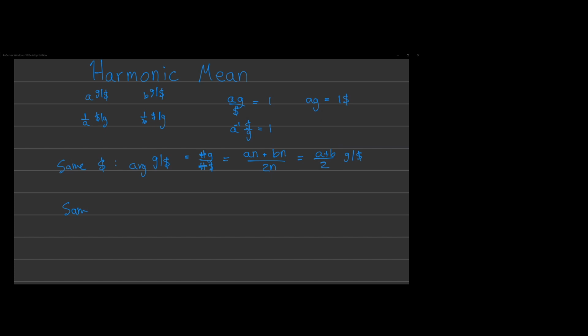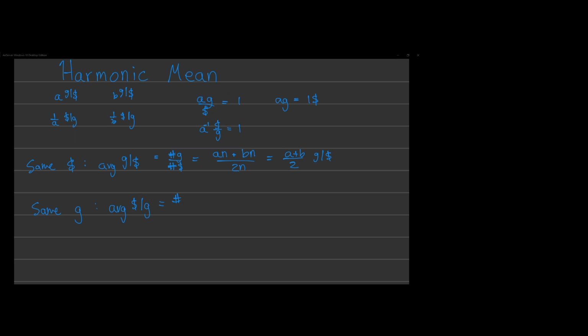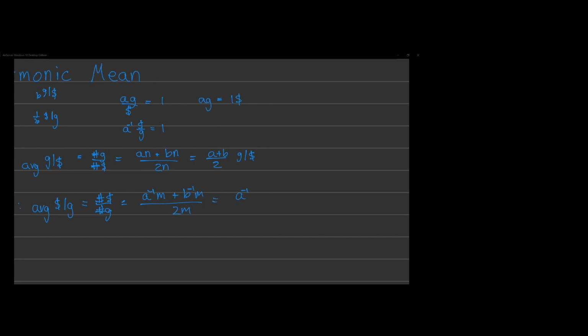Now instead, let's say you buy the same number of grams at each seller. Then your average dollars per gram is going to be the number of dollars over the number of grams, which is going to be, now we're going to use this inverse because we're in dollars per gram land. So A inverse M, where M is the number of grams you buy from each seller, plus B inverse M over 2M, and that's A inverse plus B inverse over 2 dollars per gram.